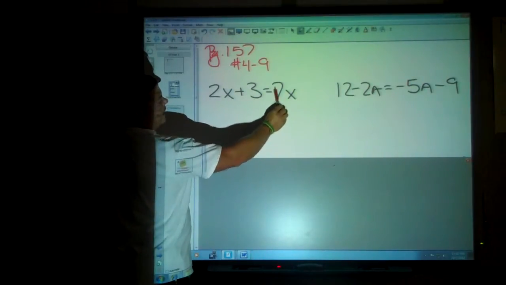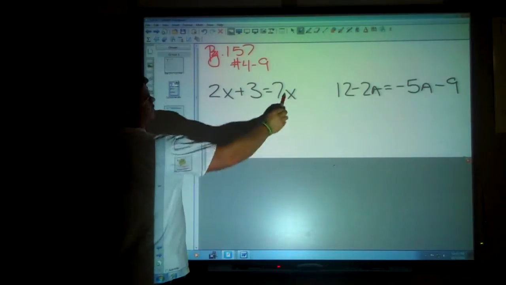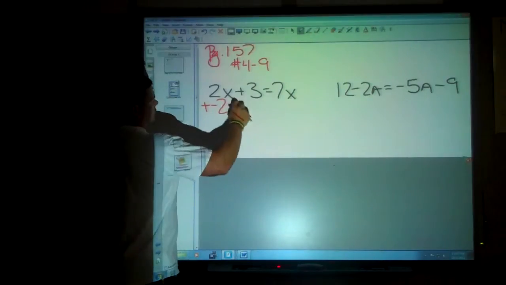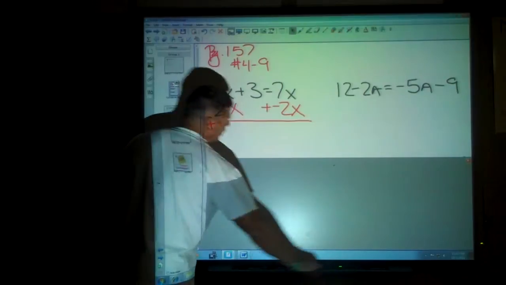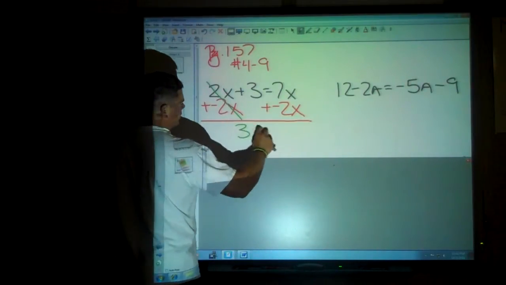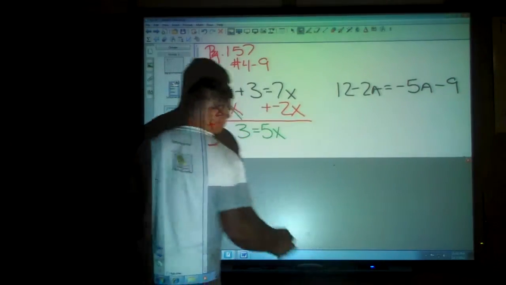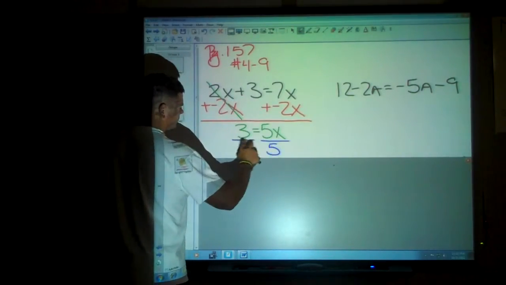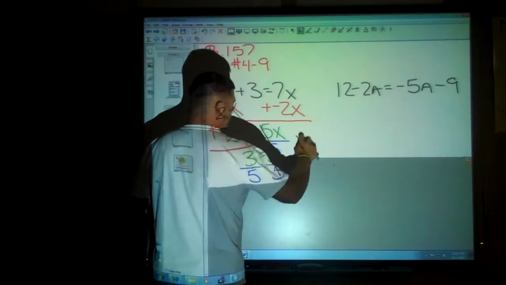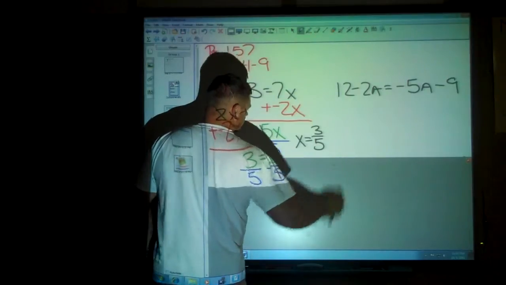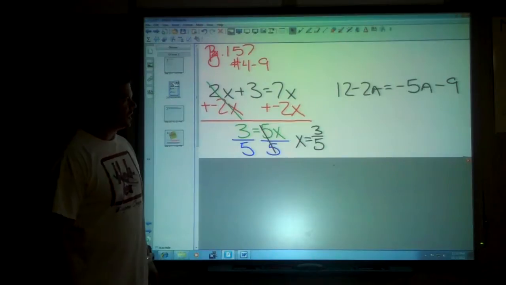Since the right-hand side only has x's and this side has both stuff without x's and stuff with x's, probably makes sense to move all of the x's to the right-hand side. It wouldn't make a difference. It just lessens the amount of work you'll have to do. So now we have 3 equals 7x plus negative 2x is 5x. Divide both sides by 5. And x equals 3/5. If you were using a calculator and you went 3 divided by 5, you would have ended up with 0.6.